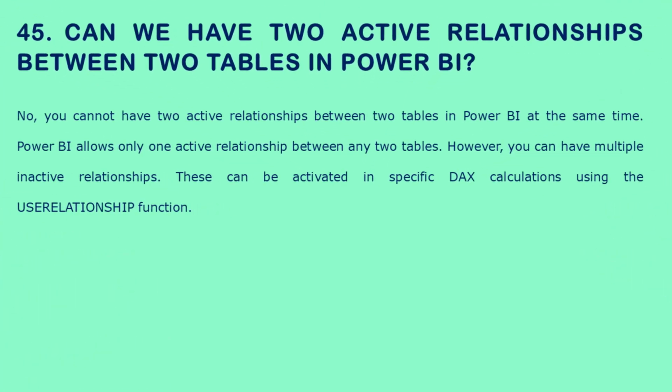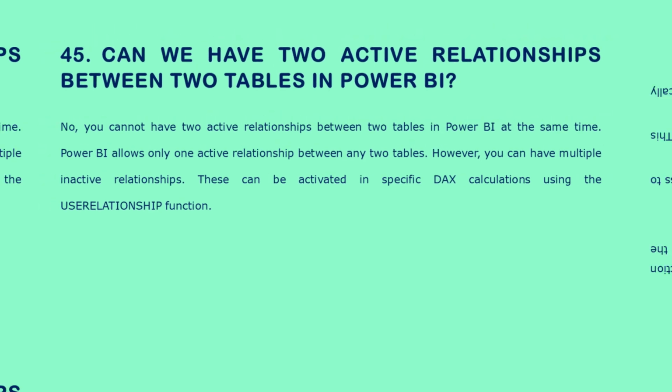Can we have two active relationships between two tables in Power BI? No, you cannot have two active relationships between two tables in Power BI at the same time. Power BI allows only one active relationship between any two tables. However, you can have multiple inactive relationships. These can be activated in specific DAX calculations using the USERELATIONSHIP function.